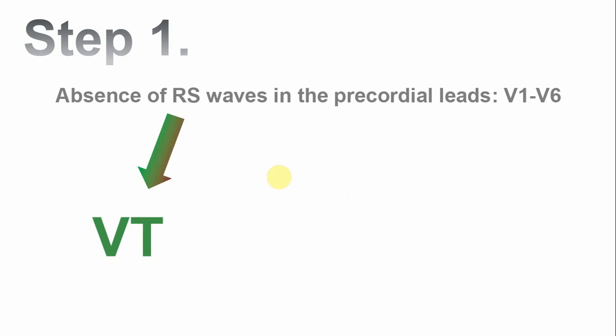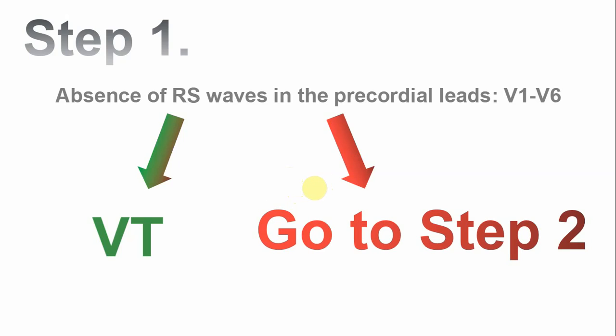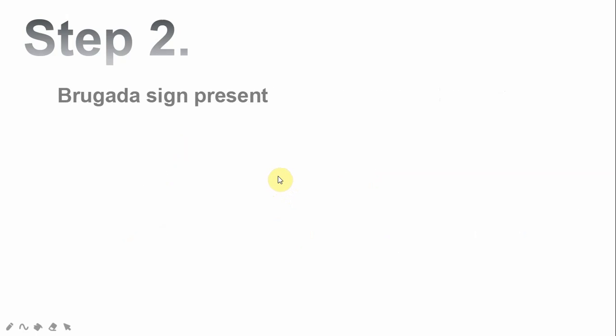However, if this particular criterion is absent, you cannot say for sure this patient doesn't have a VT. So what we'll do is go to the next step, which is step number 2. Let's have a look at what step number 2 is. Step number 2 is the Brugada sign.